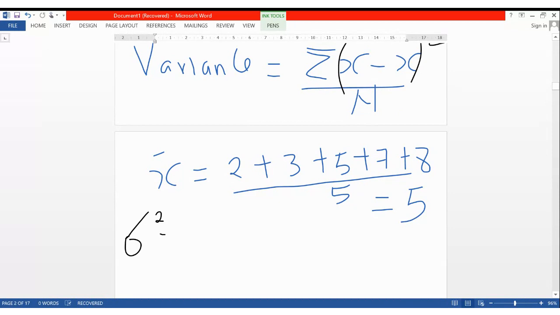So the first one is 2 minus 5. You are currently the only person in this conference. I'm currently the only person in the conference. Where did the people go? Are you there? Are you there? You are currently the only person in this conference.